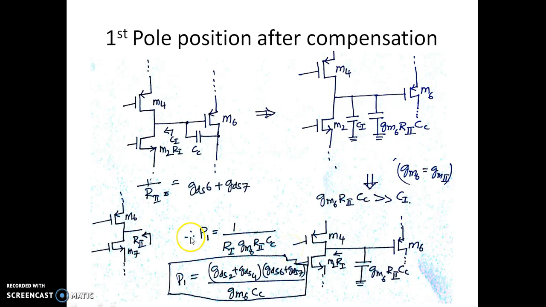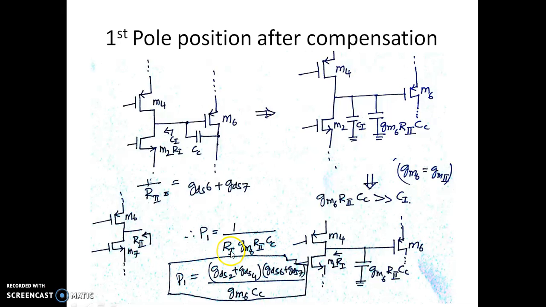Now you can see the position now has been changed from P1 dash, which was actually GM1 into R1 into C1. Now it is R1 into this capacitance. Now you can see this is now not C1, it is actually Cc into GM6 into R2. So this is the gain of the second stage multiplied by the compensating capacitor.